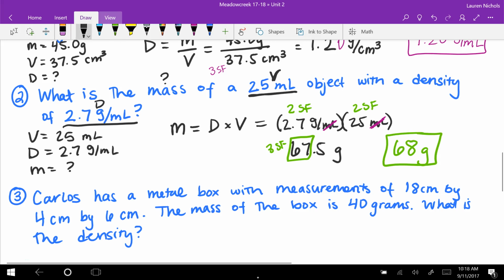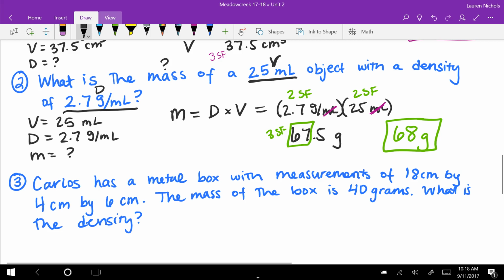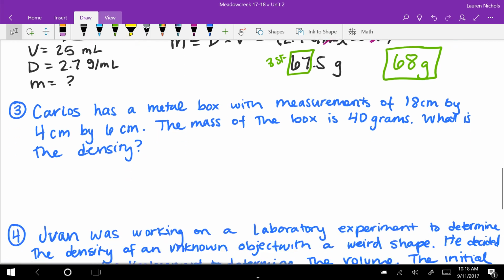Let's go to problem number 3. Which, by the way, there will be 4 practice problems here, in addition to the problems that you have on your note sheet, on your study guide. Remember, all those things are due tomorrow for your stamps. So let's look at problem number 3. You can pause the video and write down your question.